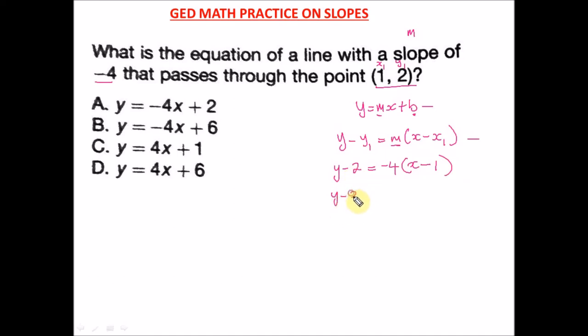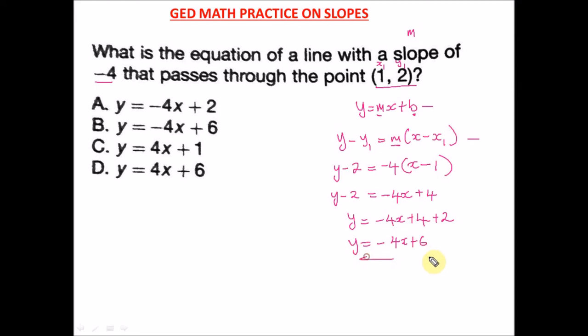So let's simplify this. We have y minus 2 equal to, opening up the bracket, minus 4 times x, which is minus 4x, then minus 4 times minus 1, which gives a positive 4. Your minus will multiply your minus to give a positive, and 4 times 1 is 4. Now take this minus 2 to the other side of the equation, and we have a plus 2. So y is equal to minus 4x plus 4 plus 2. What is 4 plus 2? That will give us 6. So we have plus 6.